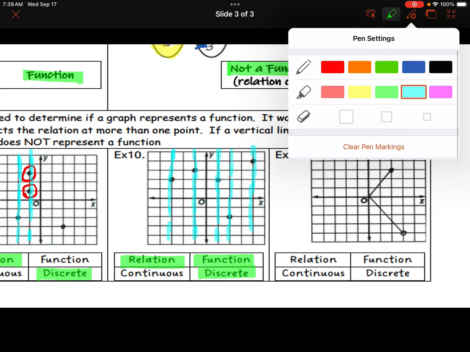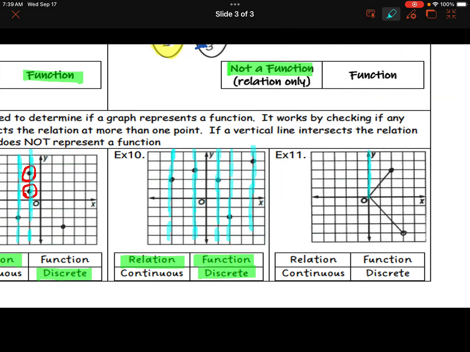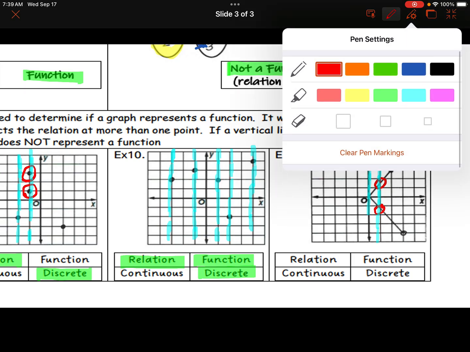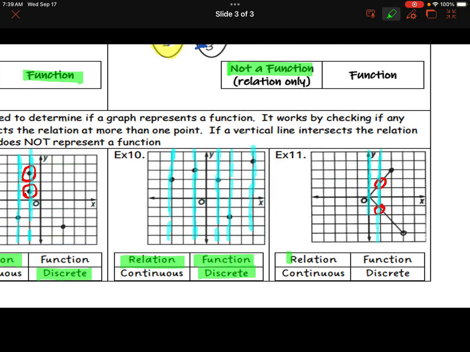Okay, again, let's check our last one. Touches once. But as soon as I move it right here, I quickly realize this has now failed the vertical line test. So this is a relation only. And then my graph, the data points are connected, so it is continuous.